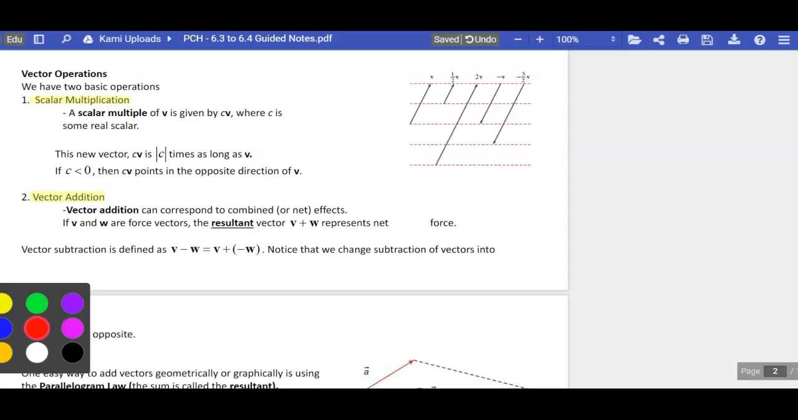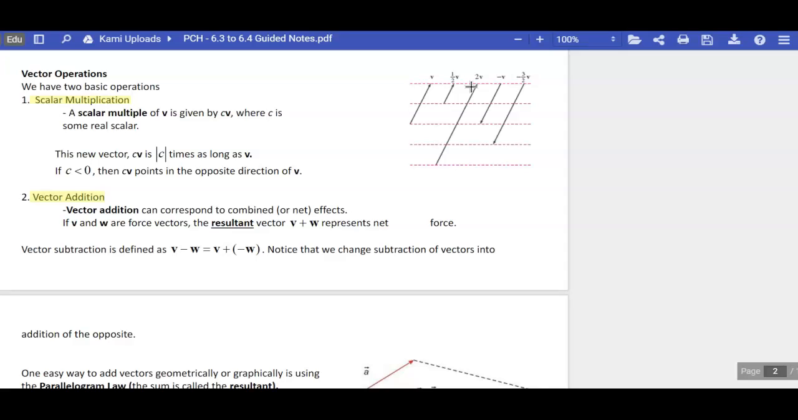A scalar multiple of vector v is given by c times v, where c is some real scalar. So you can see in our picture here, we start with our vector v, and then when I multiply it by these scalar numbers, so a half and 2, -1, -3 halves, it either makes it longer or shorter, or could even flip its direction based on whether that scalar is negative or not.